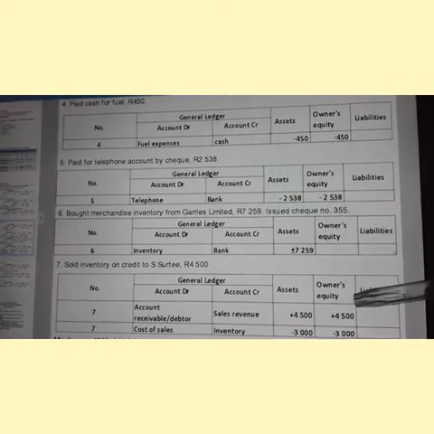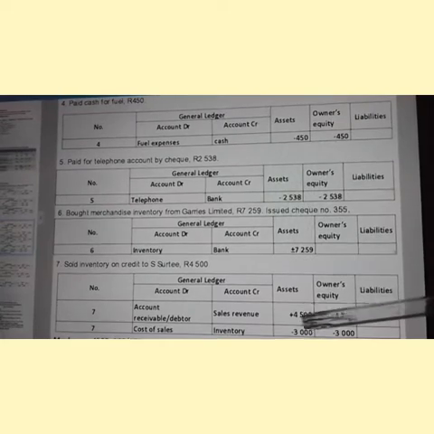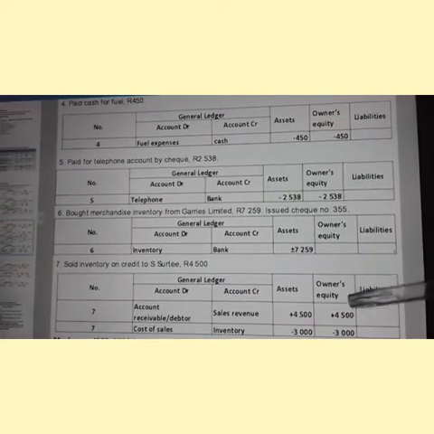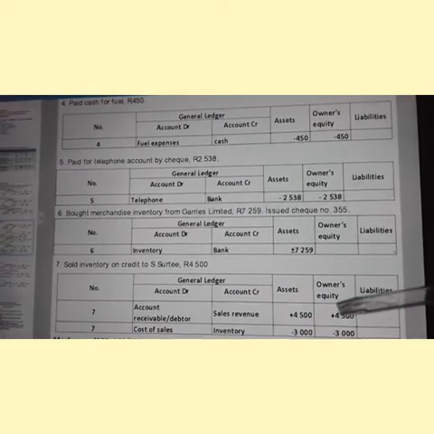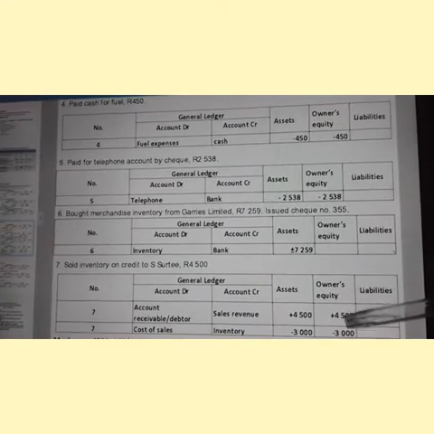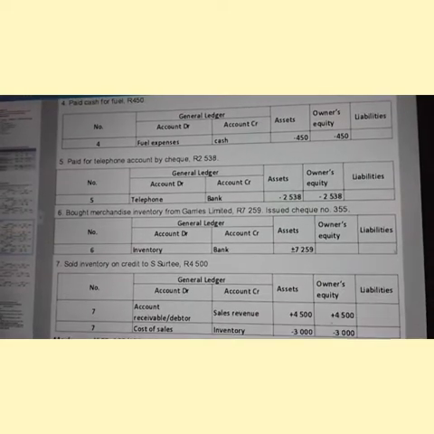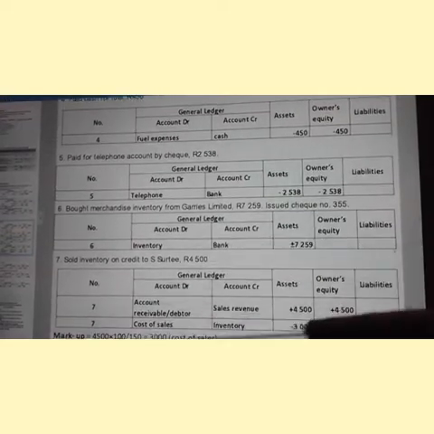And this is how it's going to affect the accounting equation. This is going to increase our assets because debtor is an asset. At the same time, it's also going to increase our owner's equity account, because the sales revenue, an income account, increases the owner's equity account.